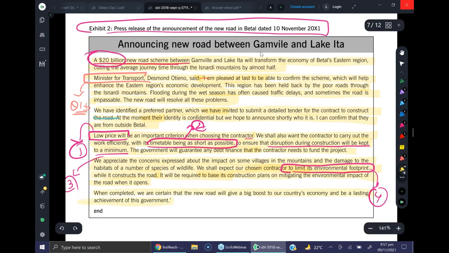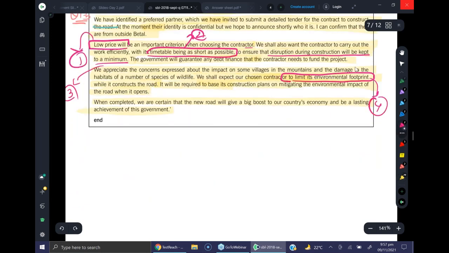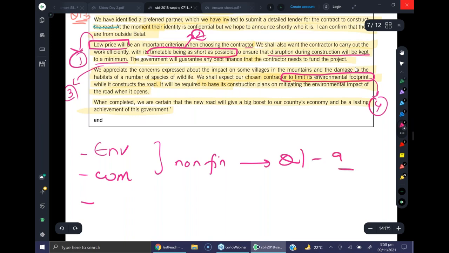Now, in this criteria of minister, there is one more thing you need to note, that impact on environment, impact on communities, and disruption for communities. These are also the non-financial factors to be discussed in question number 1 part A, because the examiner asks you to discuss those.